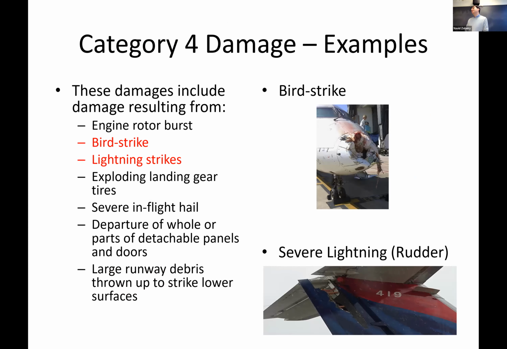Category 4 damage. These are the damages such as bird strike. You can see what happens to an aircraft with bird strike. Lightning strike, quite severe lightning strike. Exploding landing gears, tires, other things that might happen. These are the type of damages that the pilot immediately feels that there's something wrong with the aircraft. They are trained to realize that something had happened and the damage was quite severe. It's a category 4 damage.